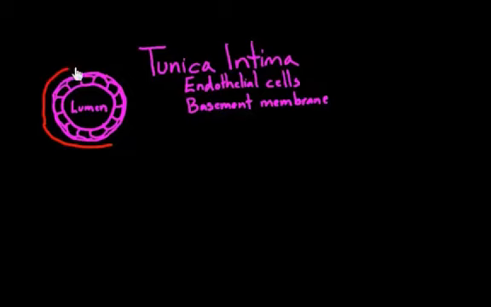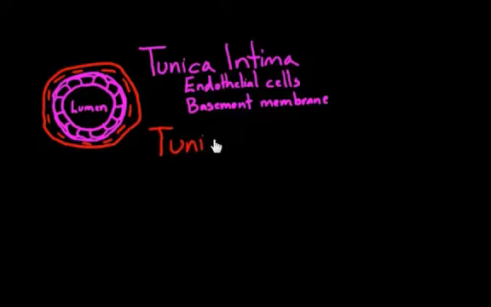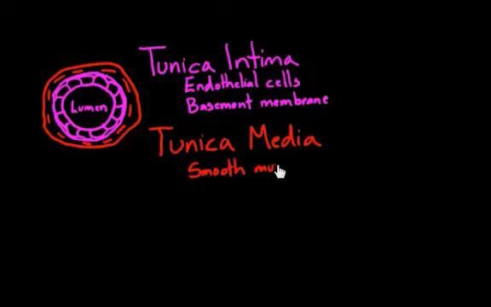Now right outside of this is another layer. And I'm going to draw that here in red. And this would be a layer of muscle. So imagine these little lines represent smooth muscle cells. This would be the layer of tunica called tunica media, or middle. And the most important thing here is that there's smooth muscle in this layer.